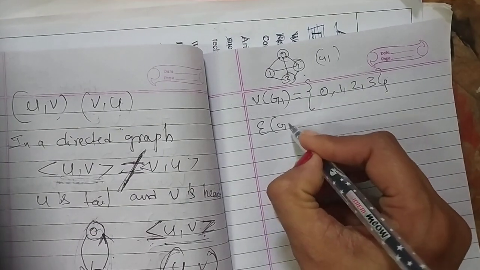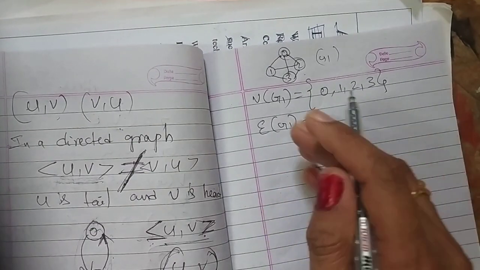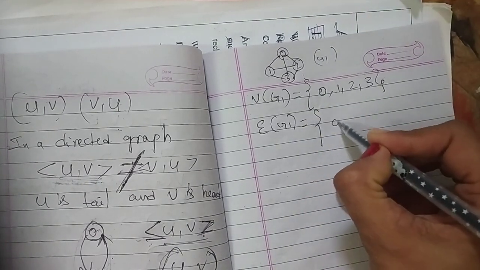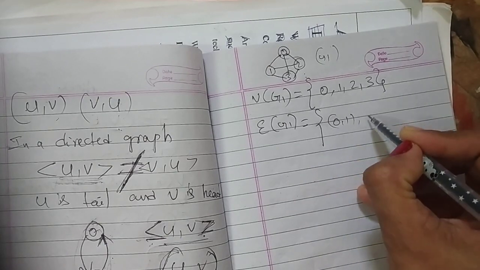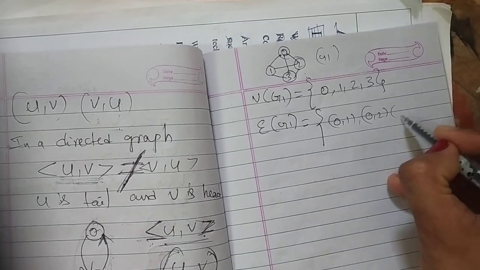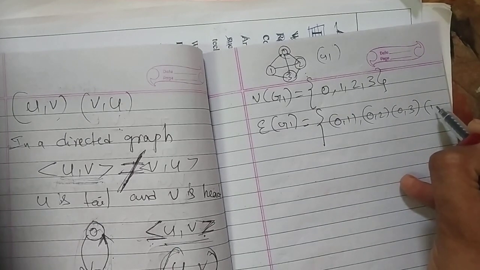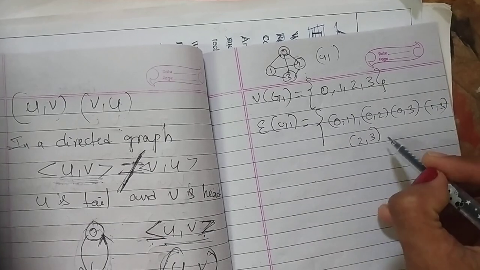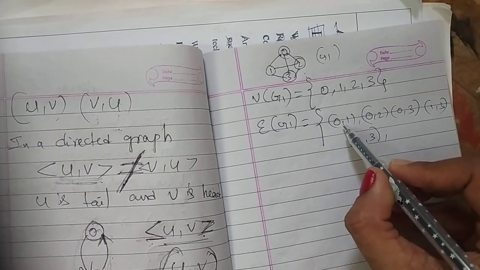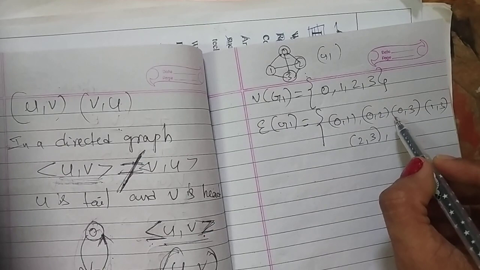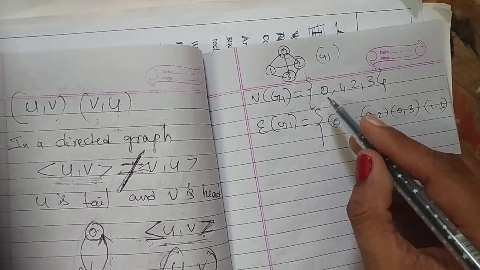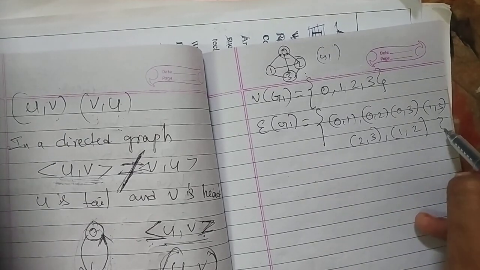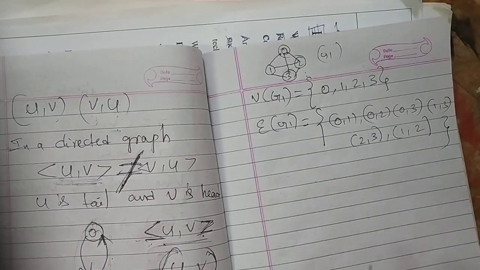And for this diagram, tell me the edges. E of G1 is equal to the edges. You know that this is an undirected graph. Now tell me the edges. 0, 1 is a pair, 0 to 2, again 0 to 3, again 1 to 3, and 2 to 3. Each edge we write a single time here.